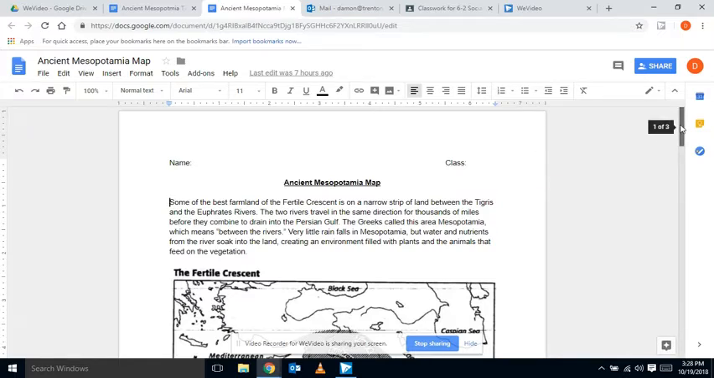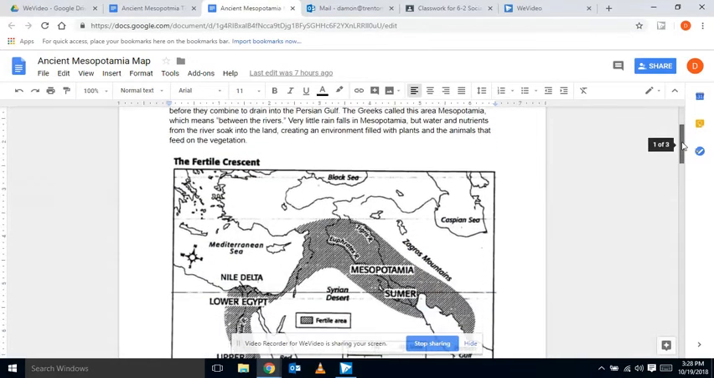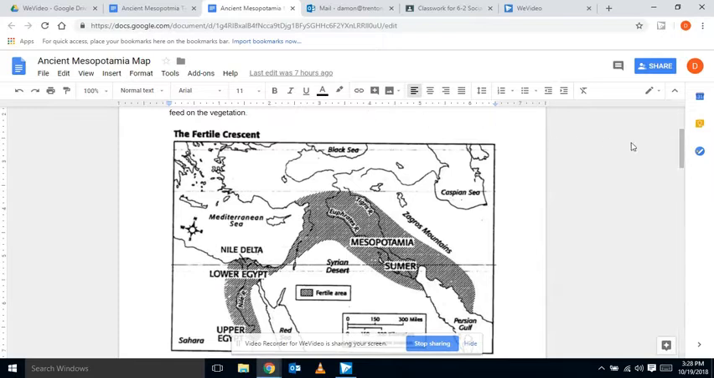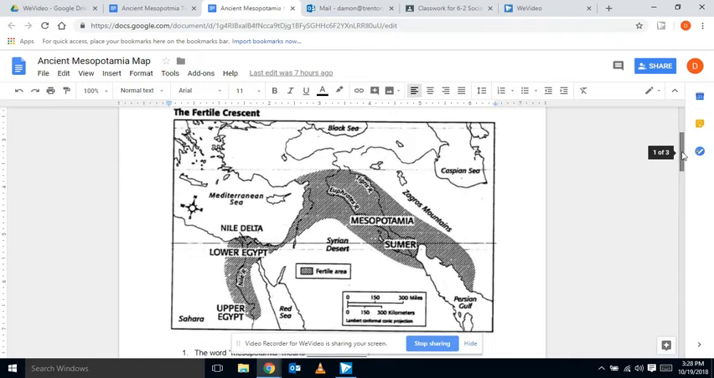So the next thing I do when looking at a map is I go and look at the title. And this one, the title says the Fertile Crescent. So I know that what I'm going to be looking at is called the Fertile Crescent.